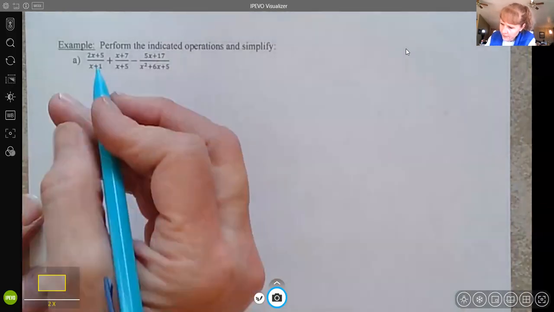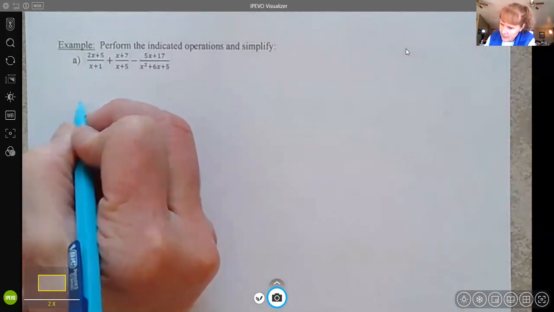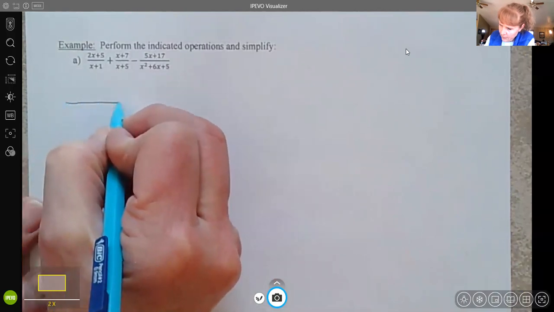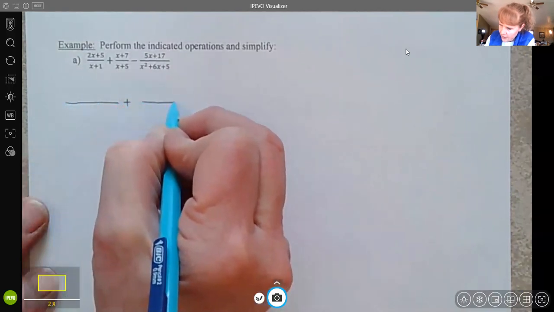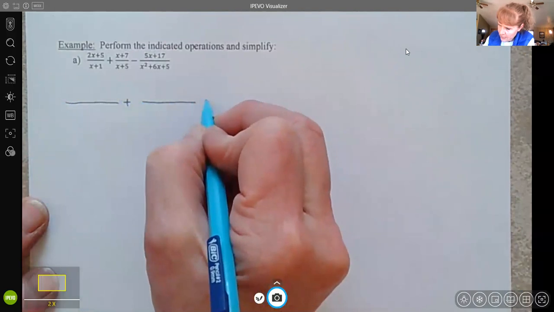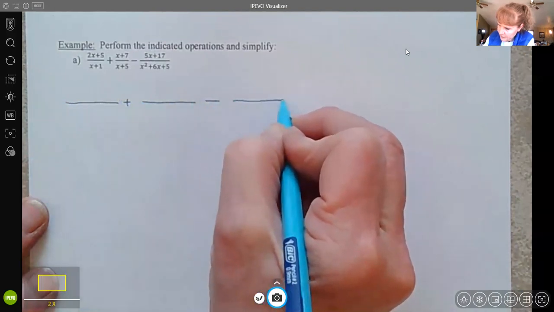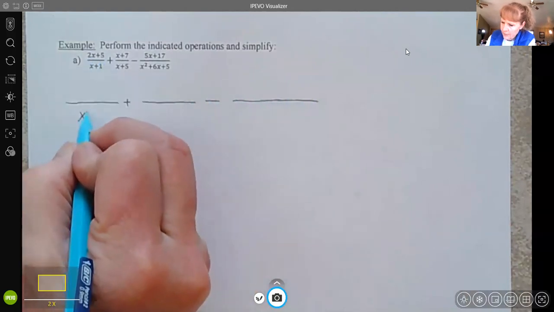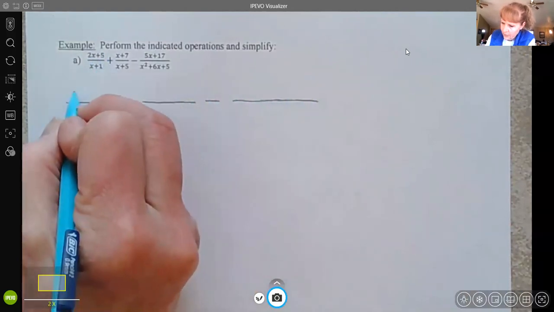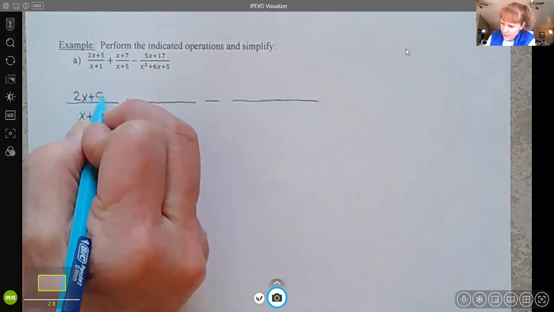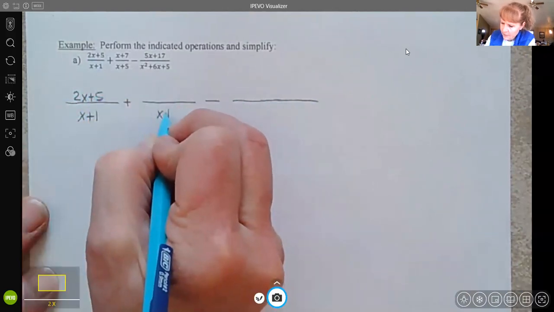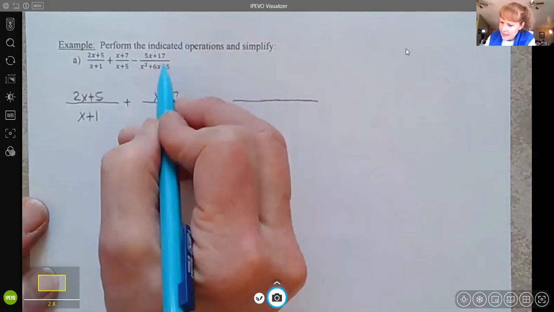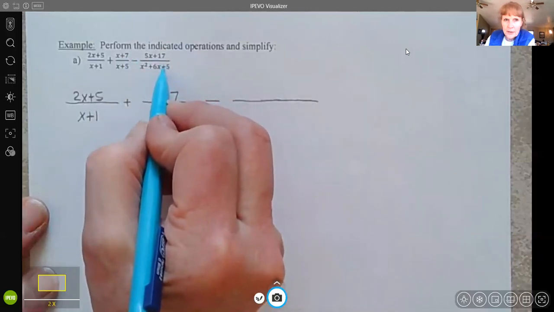So here I've got, let's go ahead and rewrite these fractions here. Subtract. All right, this first one is x plus 1. And the numerator, we'll just write it. And this next one is x plus 5. And the numerator stays the same. But this next one, I'm going to factor it.